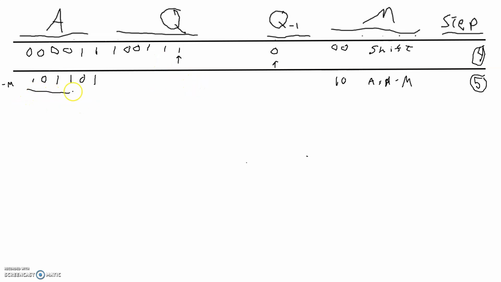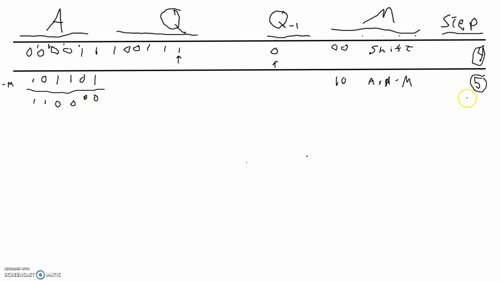So now let's do the actual math. So 1 and 1 is 0. Carry the 1. 1 and 1 and 0 is 0. Carry the 1. 1, 0 and 1 is 0. Carry the 1. 1, 0 and 1 is 0. Carry the 1. 1, 0 and 0 is 1. There's no carry. 0 and 1 is 1.